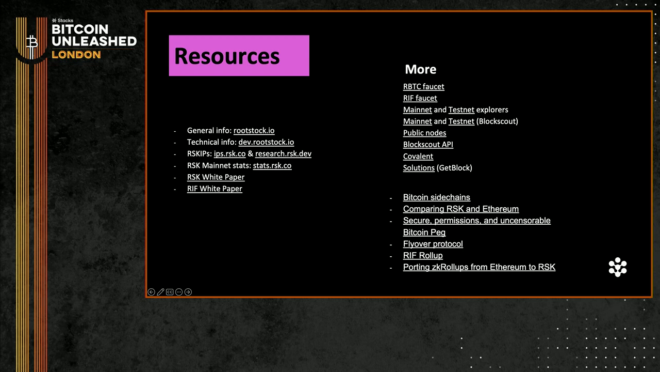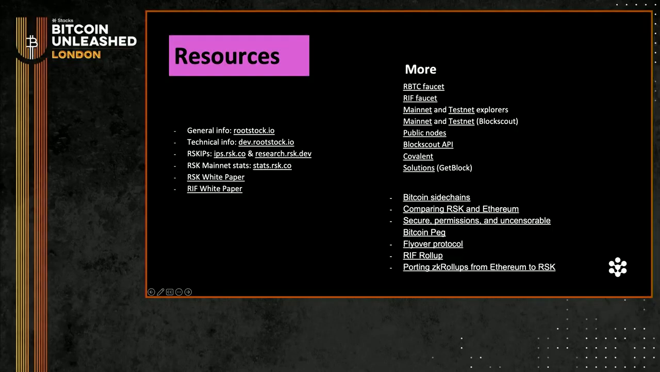On the upper right, you have the developer resources, basically the faucet if you want to test RBTC or test RIF. We have two sets of explorers: the legacy ones, which are the ones that we implemented and still support, and also a Blockscout flavor for the same explorer. You have the list of public nodes if you don't want to instantiate one for your testing, and also the APIs for Blockscout and Covalent. And the last link is for all the solutions that we have available on Rootstock. GetBlock is just one example. It's a node as a service solution.